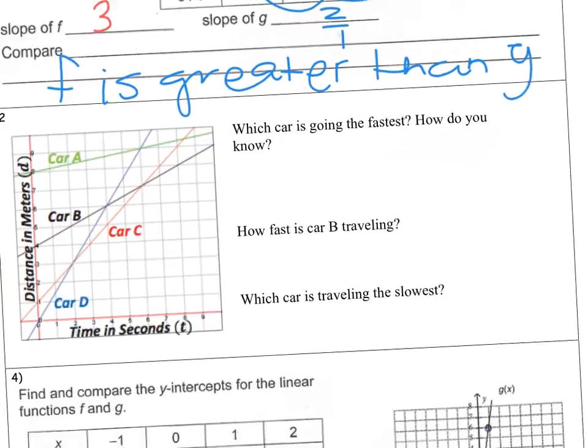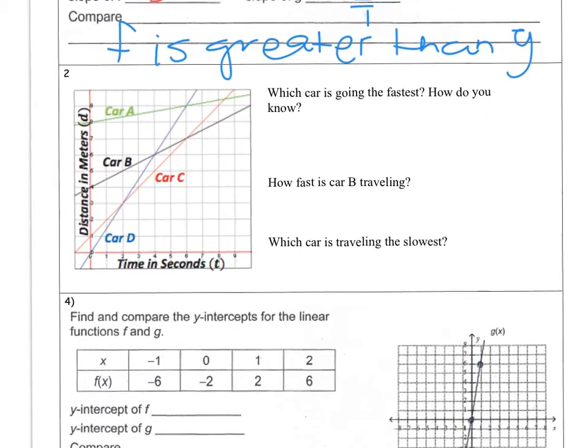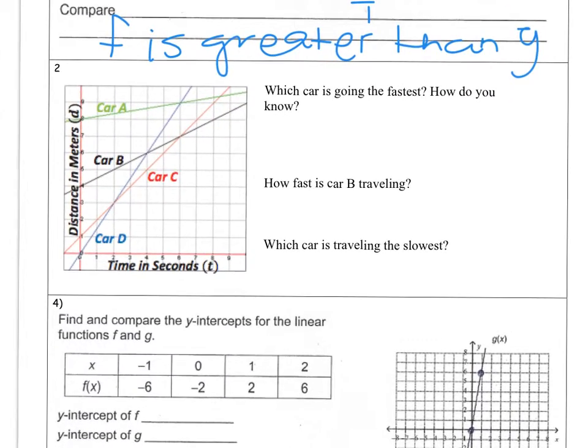Okay, let's try it again. Which car is going the fastest and how do we know? So when we look at all these cars, we have to figure out which one has the greatest rate of change. So car A is going up 1 and over 1, 2, 3, 4, 5, 6. A is 1 over 6. Okay, car B is going up 1 and over 2. So car B is 1 over 2.